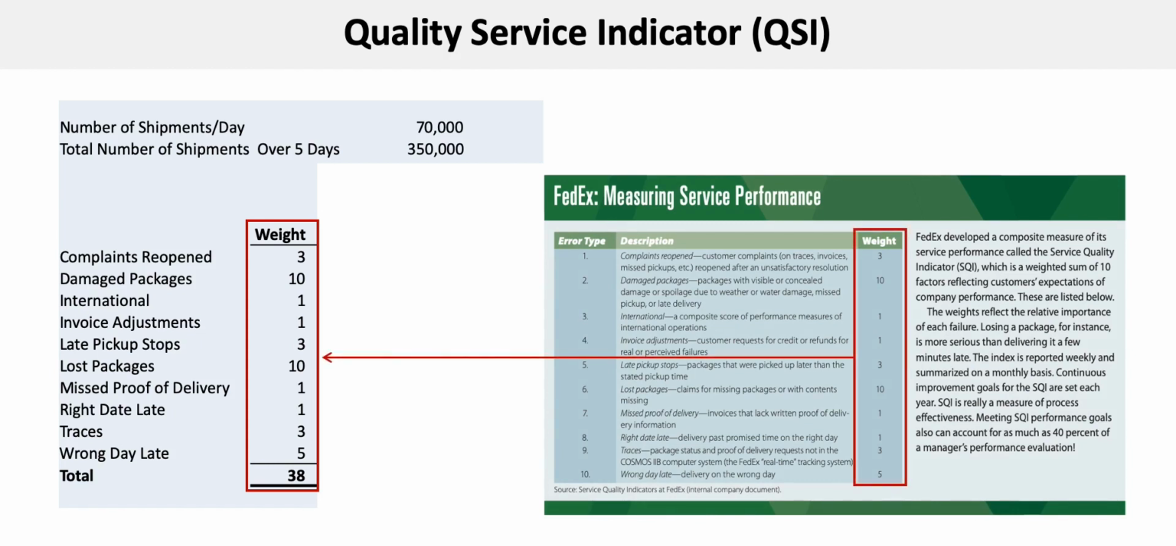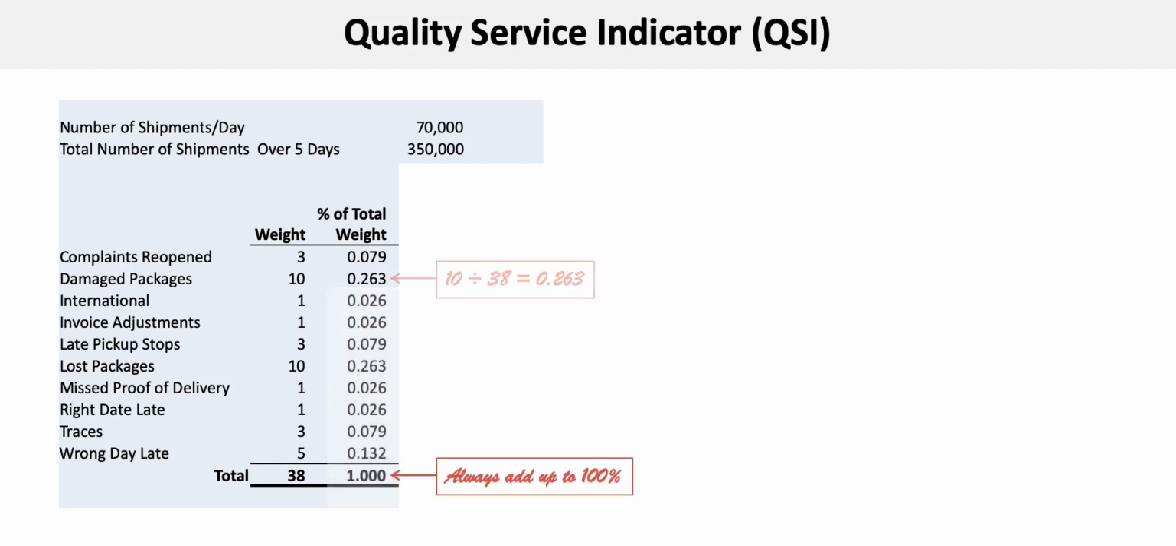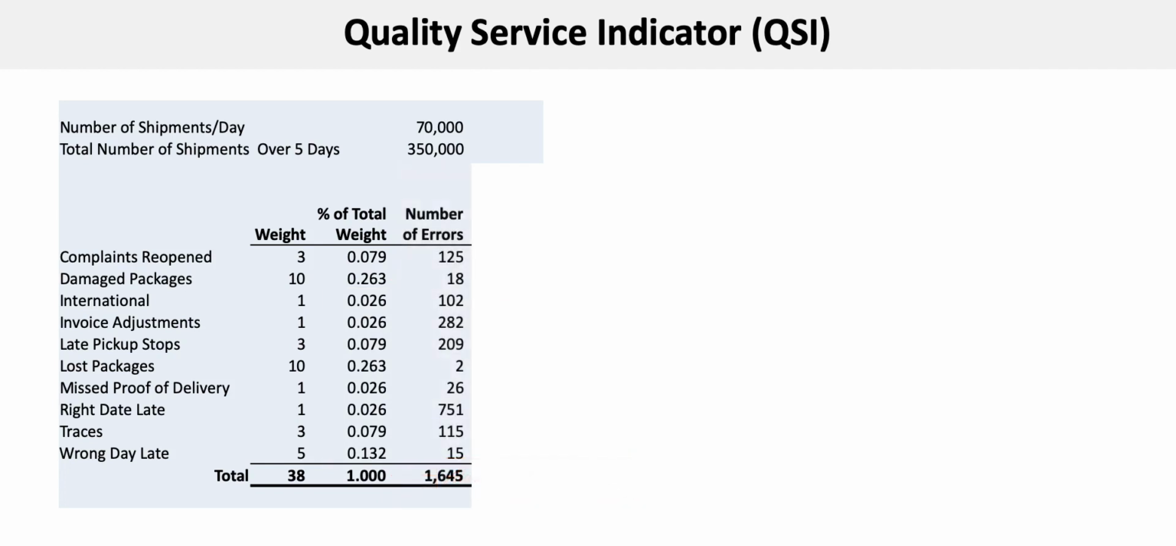Now, once we have the weights, we want to determine the percentage of the total weight for each upset factor. So for complaints reopened, the relative weight of 3 is divided by 38 to get 0.079 or 7.9%. For damaged packages, we take 10 divided by 38 to get 0.263 or 26.3%. We now do this for every factor and then simply sum the percentages to make sure that they add up to 1.0 or 100%.